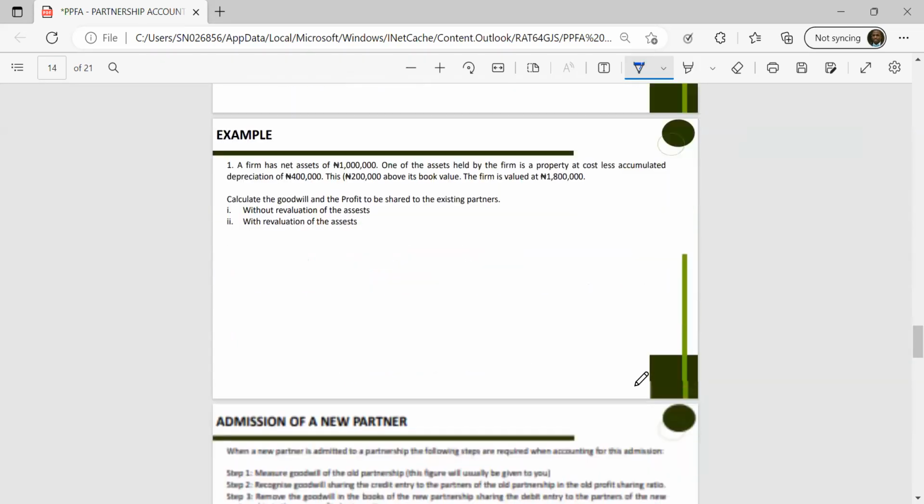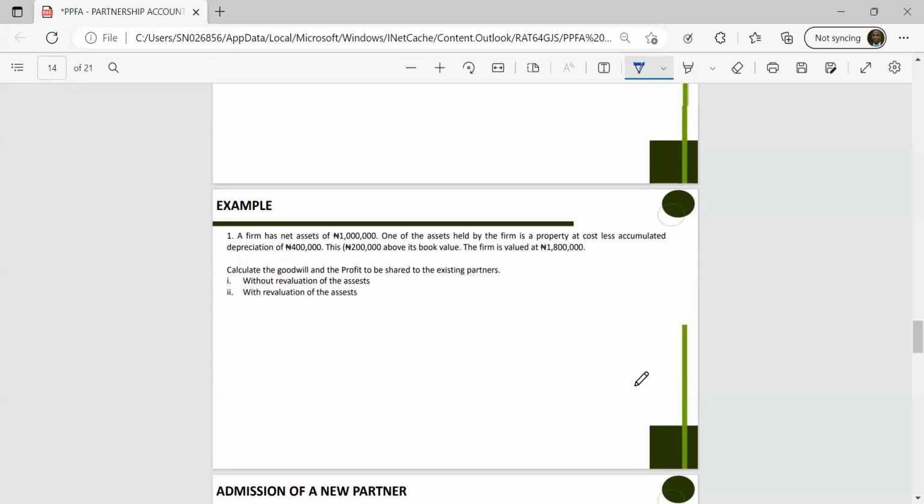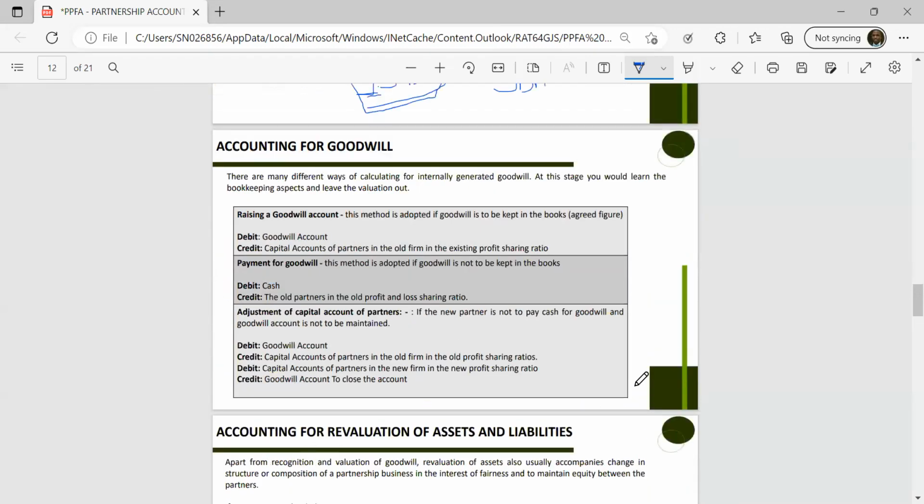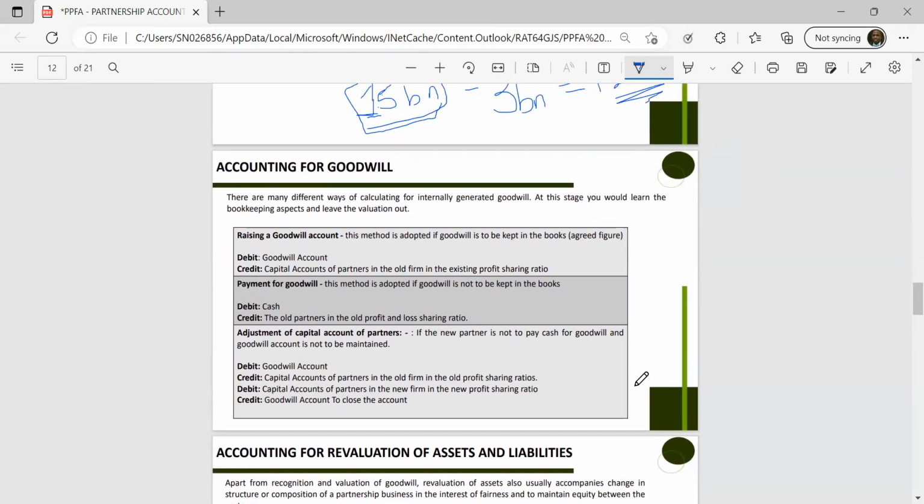Accounting for goodwill, I know we're almost up, but I want to finish this up to this revaluation of assets, then we can take all these examples from next class. So please bear with me, give me an extra 10 minutes and we'll round up. So how do we account for goodwill?